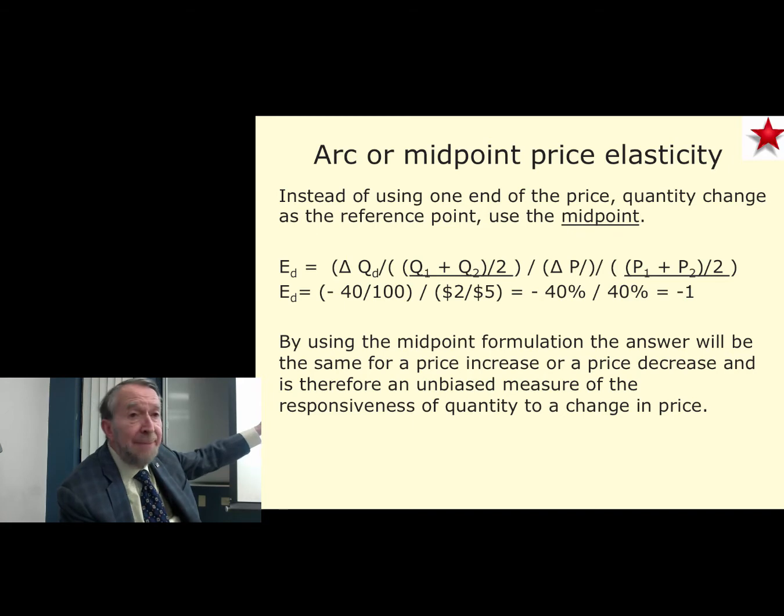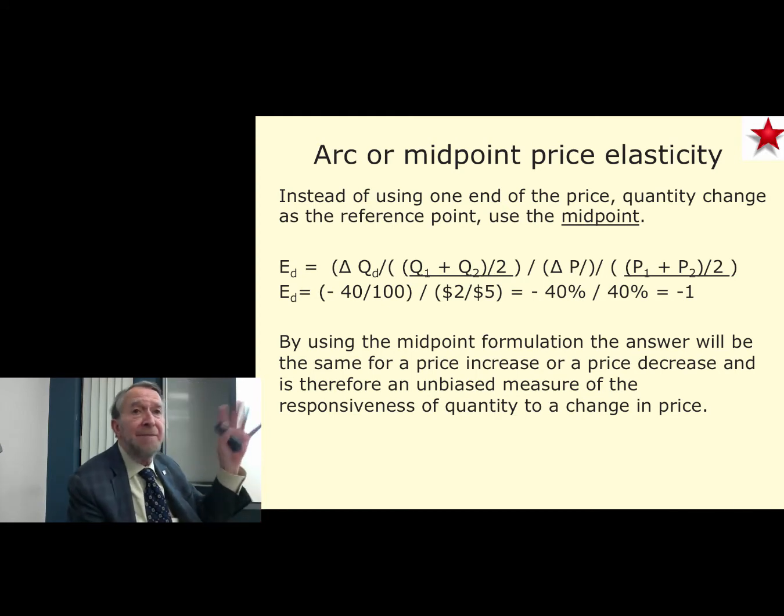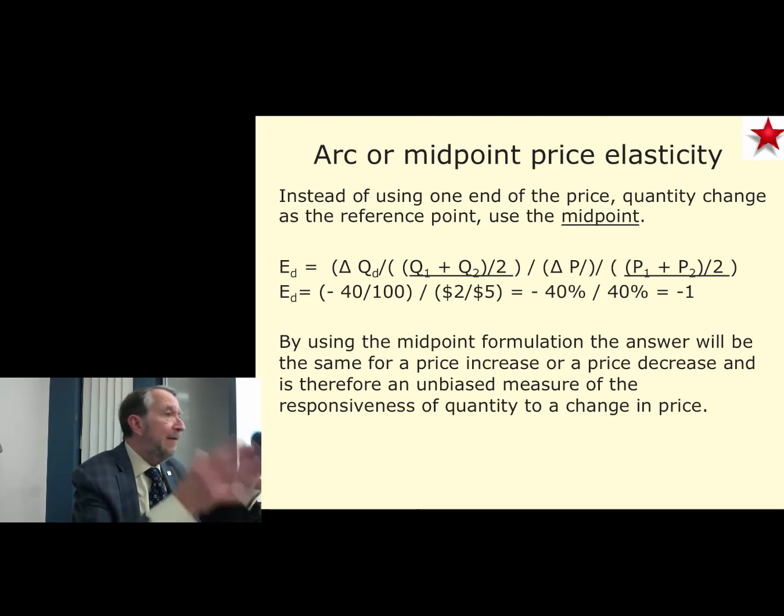Q1 plus Q2 divided by 2 would be halfway. And the same thing for the price ratio: the actual change in price divided by P1 plus P2 over 2, the midpoint between the two prices. If you do that, you get -1 in either direction, because the reference point's the same. You all with me? The reference point's always the midpoint, right? And so if you calculate it from A to B or B to A, both of them use the same reference point, and so you're going to get the same number. You're going to get an unbiased estimate of responsiveness.